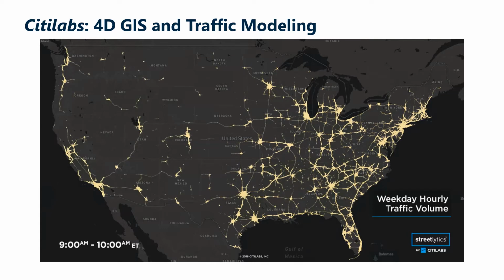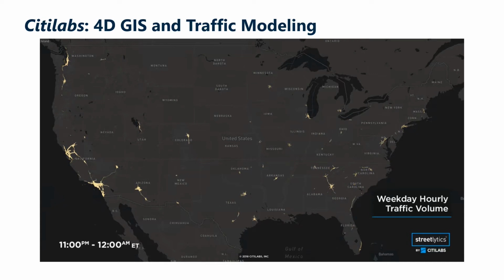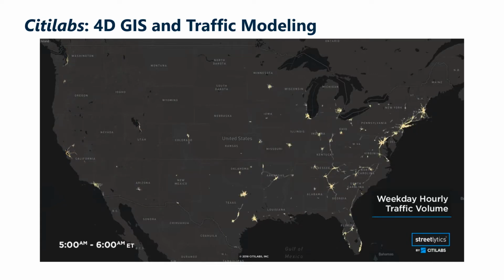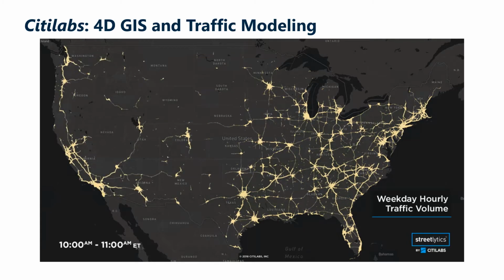CityLab's 4D GIS and traffic modeling allows us to model the traffic from cars and devices. This is coming from all of the cars, GPS locations, and phones, showing exactly how the traffic is changing during the different hours around the world.